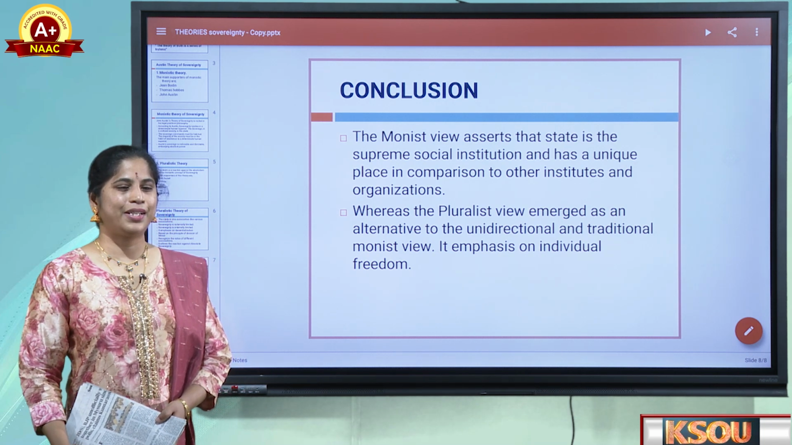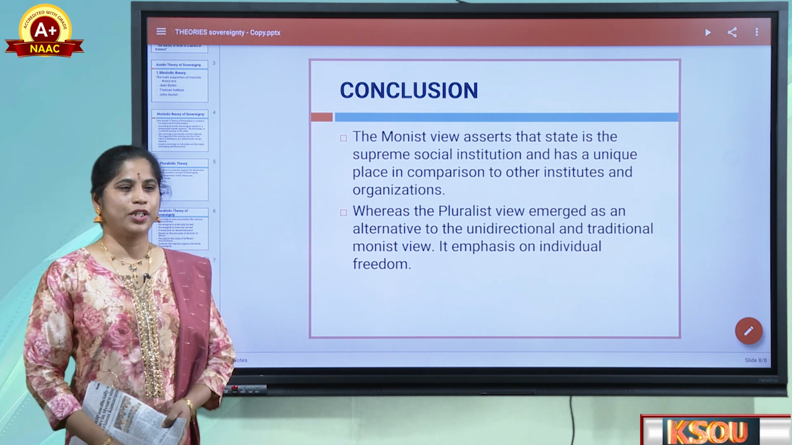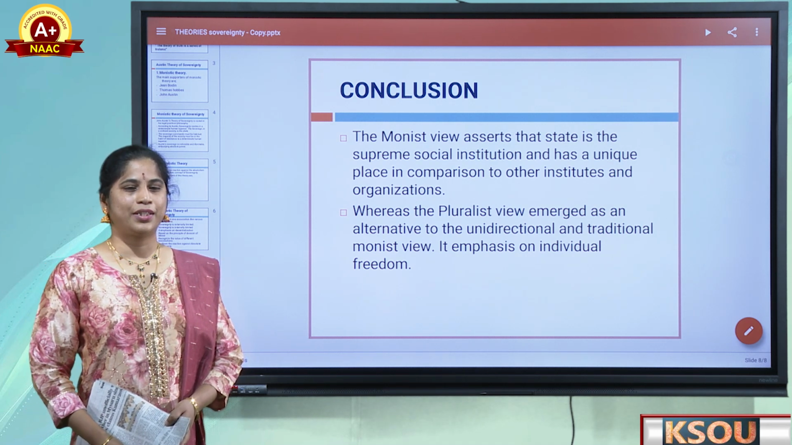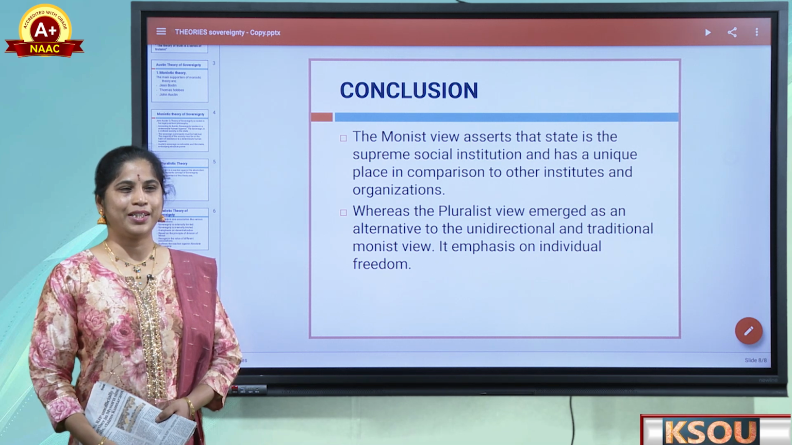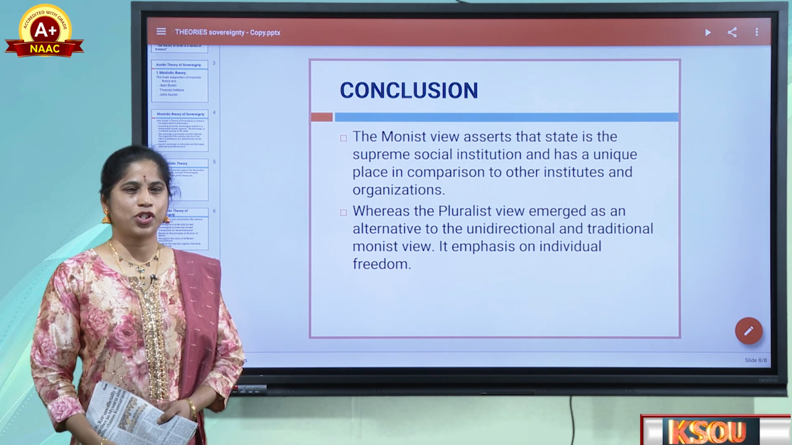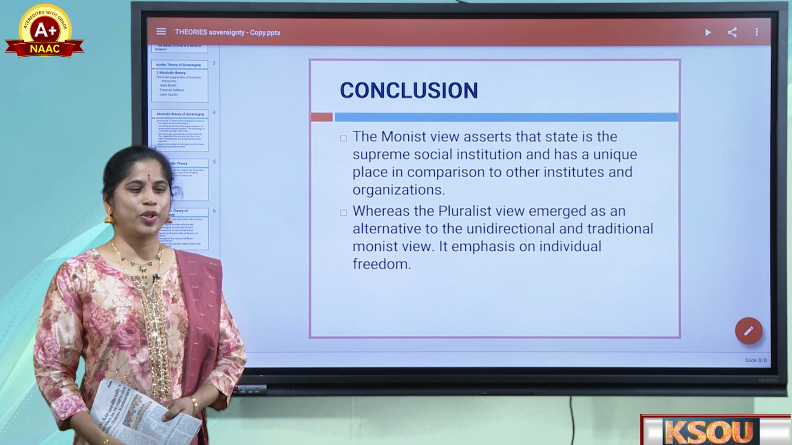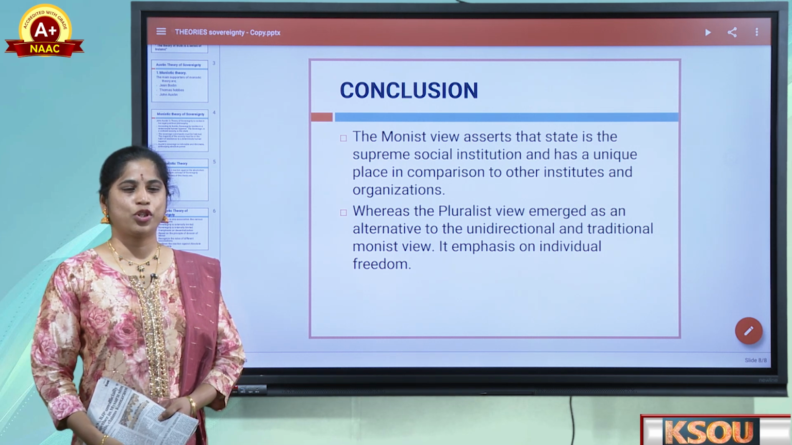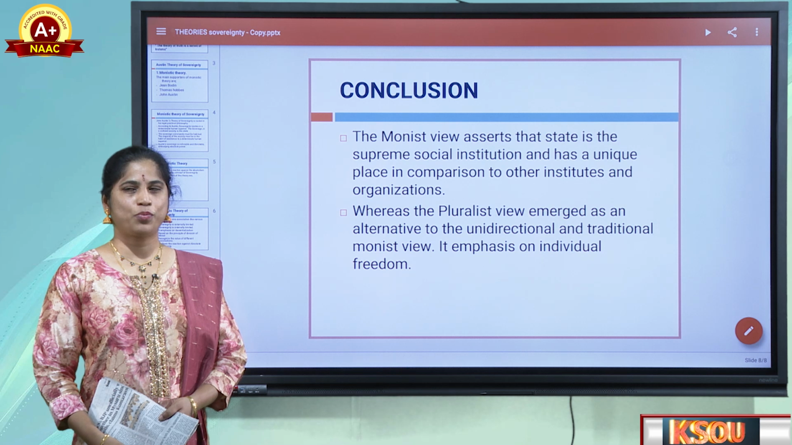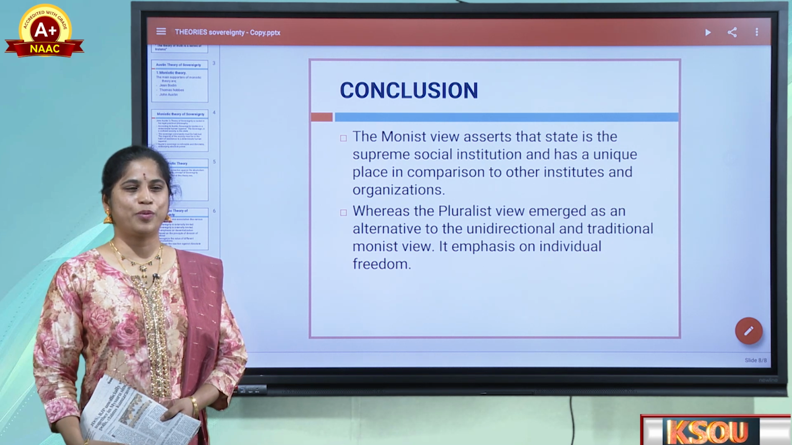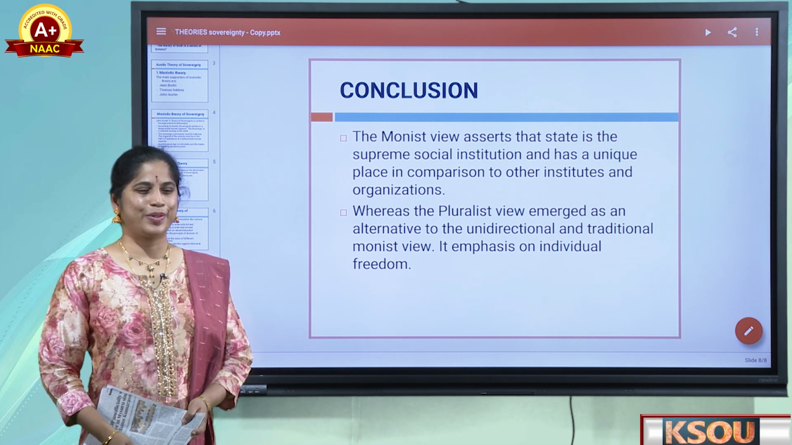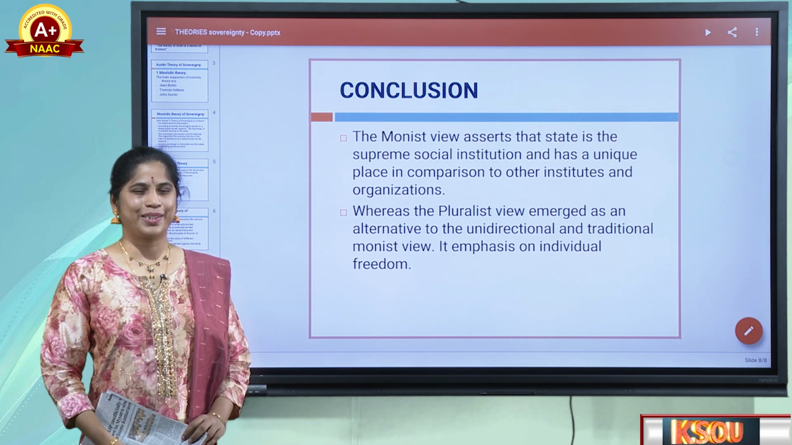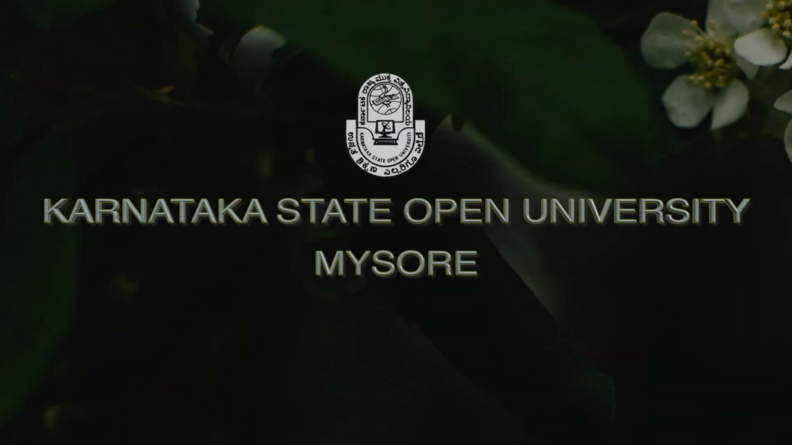In our last session we discussed basic things like meaning, definitions, characteristics and kinds of sovereignty. In this session we have discussed two important theories, the monistic theory as well as the pluralistic theory, and the location of problems. Once again I would like to thank you, and let me conclude.